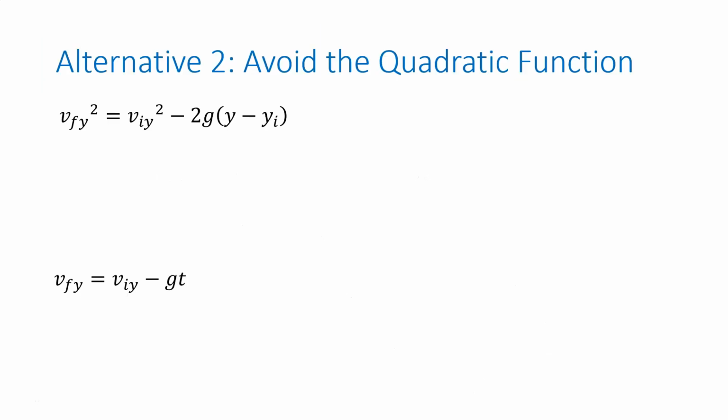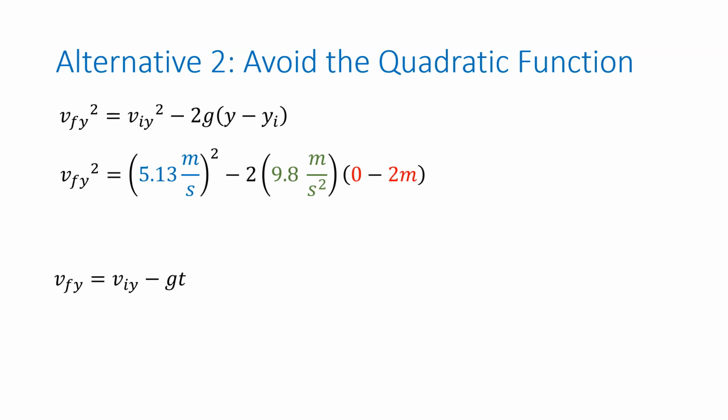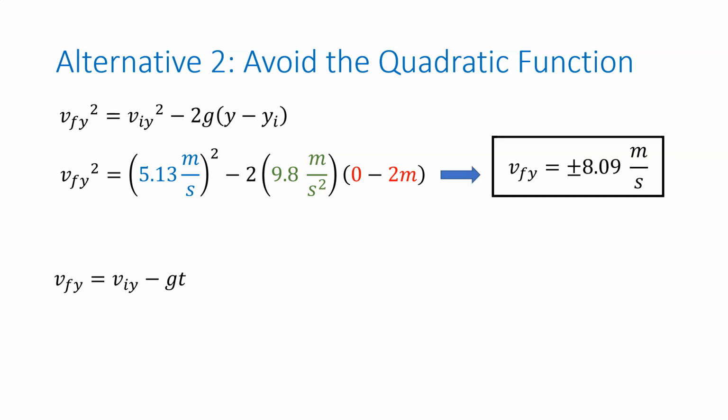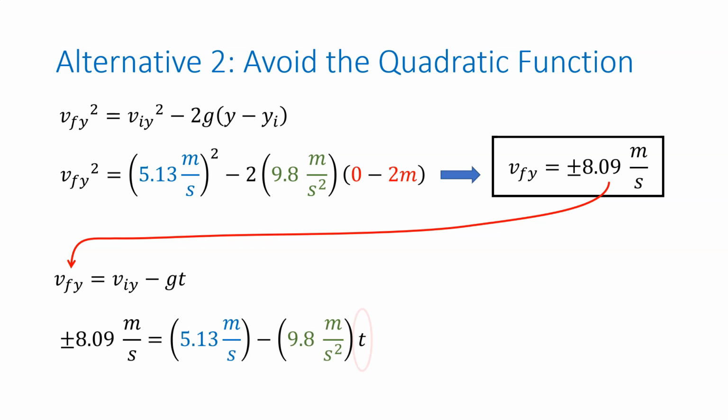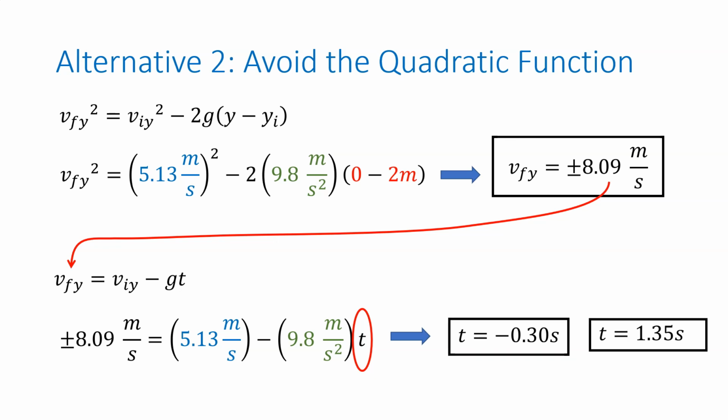The other alternative to completing the square is to avoid the quadratic function altogether, using these two equations involving the final velocity in the y direction, vfy. If we plug the values we know into the equation at the top, we get this equation. And when we solve for the final velocity in the y direction, we get vfy equals plus or minus 8.09 meters per second. We plug those values into the lower equation, and in this equation the only unknown is the time t. When we solve for t, we get the two solutions t equals negative 0.30 seconds and t equals 1.35 seconds, the same answers we got using the other methods.